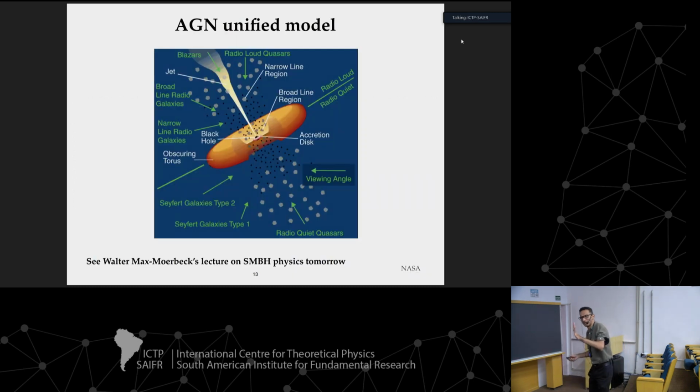I won't go into details on the inner physics of these supermassive black holes. I think Walter tomorrow will talk a lot about these, the physics of the supermassive black hole.